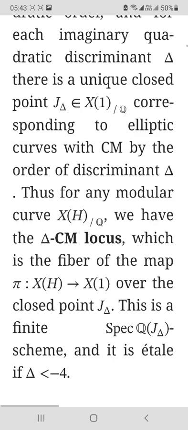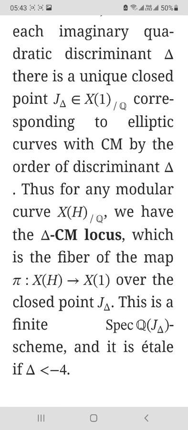for each imaginary quadratic discriminant delta there is a unique closed point, J delta. So a unique closed point, J delta, can be viewed as an orbit. So a closed point corresponds to an orbit. So we symbolize it as J delta, which belongs to X(1), defined over Q. So X(1) is the symbol of the modular curve.